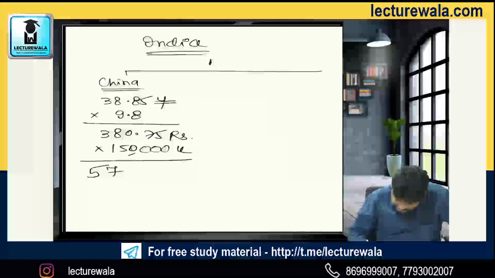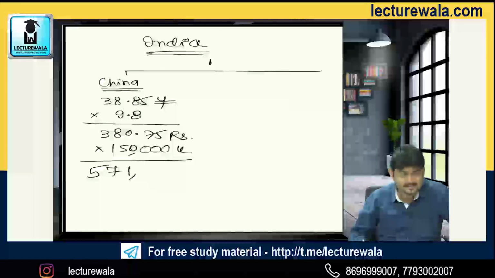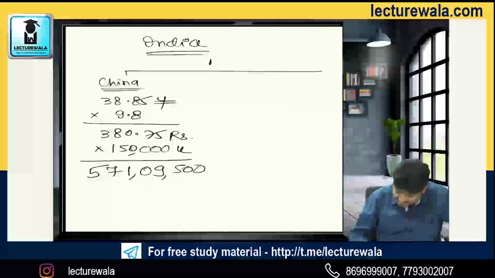5 crore 71 lakh 09 500. Is that 73? Okay, 73. But is my final answer correct, or has it also changed? That is correct? Okay, great.